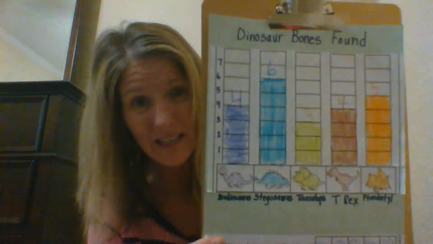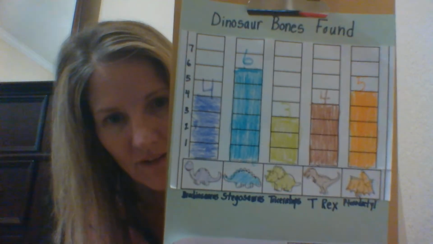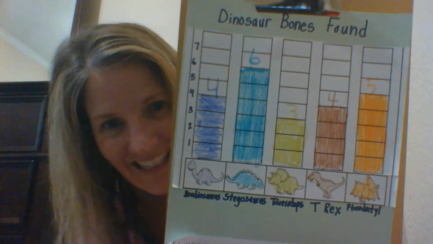It's so easy to see what's the most. Yeah, like we said, Stegosaurus. Which type had the most? What type of bones did we have the most of? It was our Stegosaurus right here, right? And what did we find the least of? Yeah, our Triceratops right here.